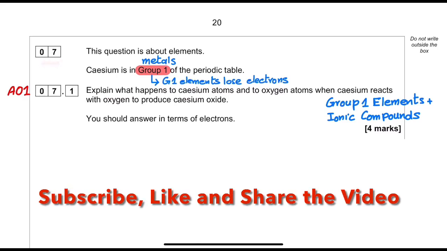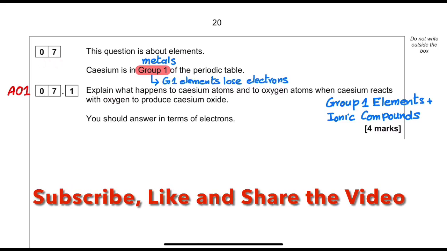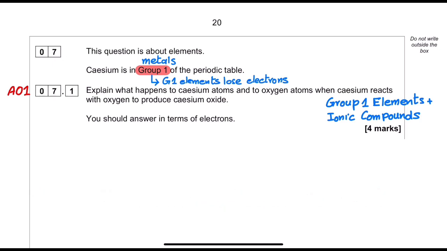Question number 7. This question is about elements. Cesium is in group 1 of the periodic table, so it is a metal. Sample 1. It is an AO1 question from the topic of group 1 elements and ionic compounds. Explain what happens to cesium atoms and oxygen atoms when cesium reacts with oxygen to produce cesium oxide. You should answer in terms of electrons. It's a 4-mark question. The student needs to mention the electrons and the ions in their answer.